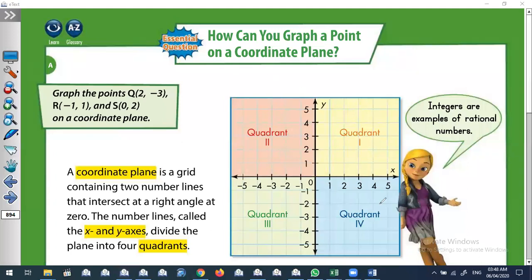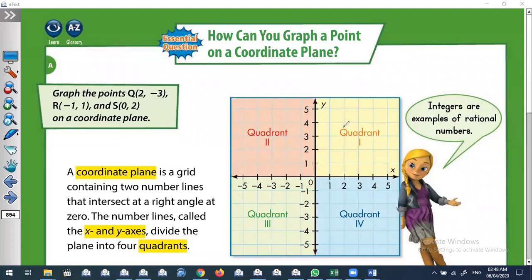The coordinate plane is like this. We have the x-axis. This line is called the x-axis. And we also have this line, which is called the y-axis. So the coordinate plane is made of the x-axis and y-axis, two lines perpendicular like that.